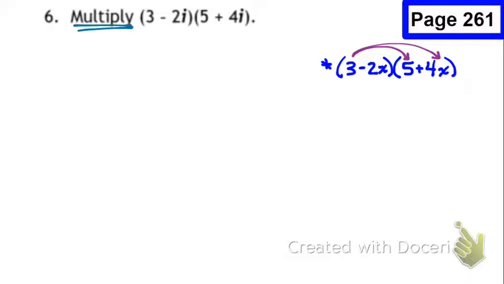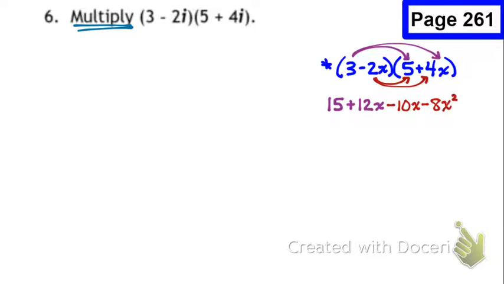What would that give me? 15 plus 12x. And then I need to do what? Yep, same thing with the other one. So negative 2x gets distributed. What would that give me? Negative 10x. Negative 8x squared, because I have x times x.